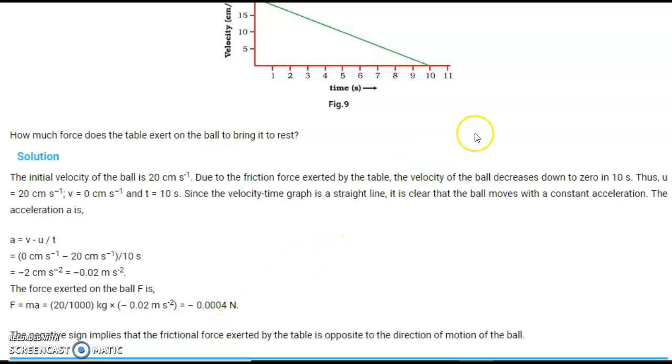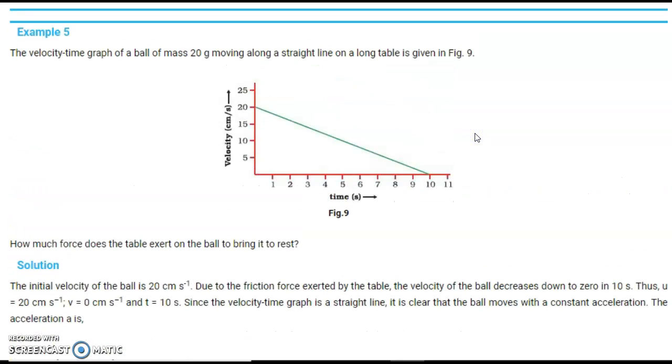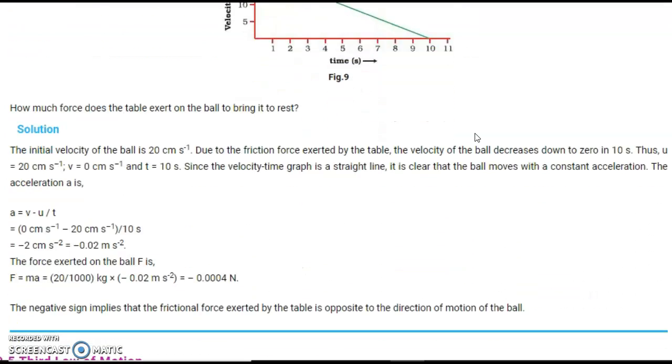Here mass is given as 20, and you have to find out the force. We can find the force from the mass, since mass is equal to F upon a. So a we have already found out. So 20 upon 1000, we will get the answer, that is 0.004 Newton.